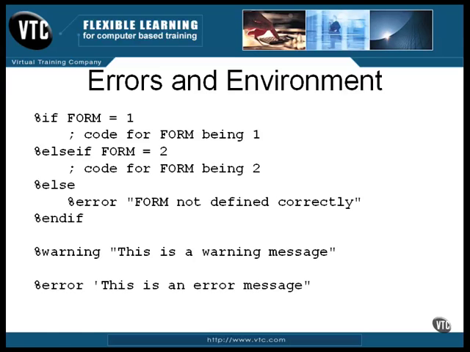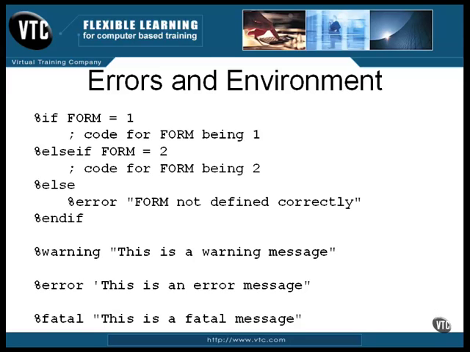The next level is an error message. This will output the text of the message and the assembly will continue so other errors may be found, but no output file is generated.